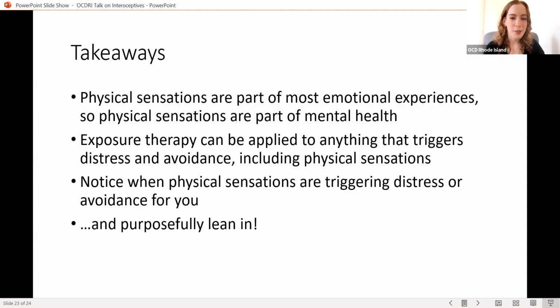All right, so takeaways here. I guess I'll stop sharing so you can see me a little bit bigger. The takeaways that I'd like to send you home with today are really that physical sensations are an important part of a lot of different emotional experiences and may very well be a driver of anxiety and avoidance across lots of different mental health conditions.